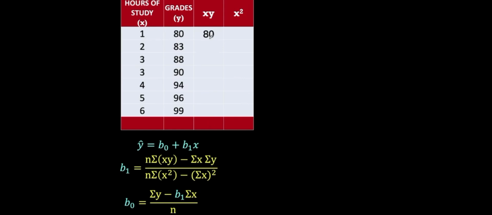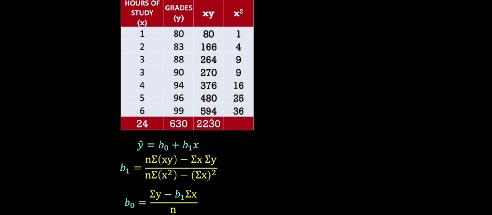1 times 80 is 80. 2 times 83 is 166, and let's continue the multiplication. Then for the x squared, you square 1 to get 1 squared or 1, 2 squared is 4, 3 squared is 9, 3 squared again is 9, 4 squared is 16, 5 squared is 25, and 6 squared is 36. Then, let's get the sum of the column x to get sigma x, get the sum of column y, get the sum of the column xy, and get the sum of this column x squared.